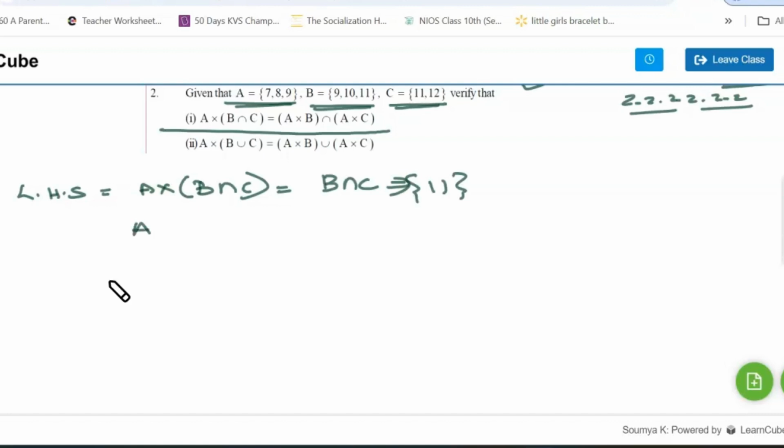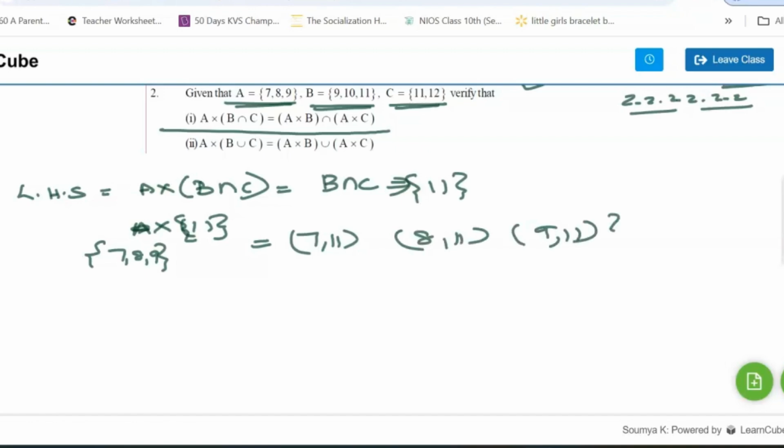Now if you want to do A cross B intersection C, that means 11 is here, and what is your A set? 7, 8 and 9. Find out their cross product or Cartesian product. In that case, you will be getting the pairs as 7, 11, 8, 11, 9, 11. Okay, these are the final ordered pairs. Now let's take RHS, right hand side.